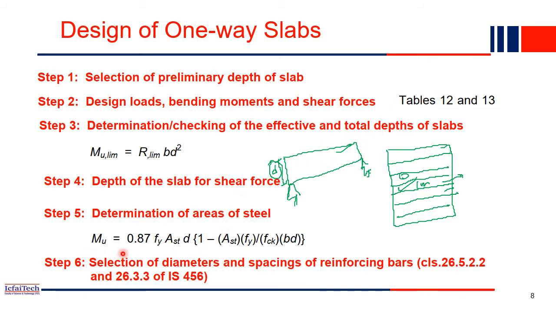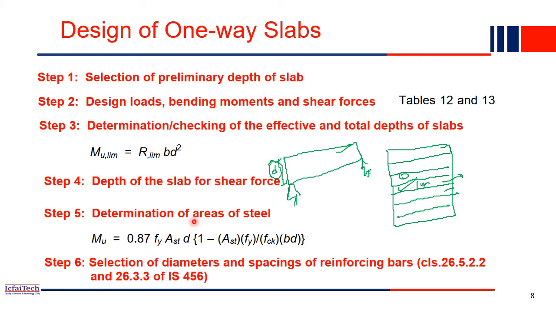That we have to find out what is the area of steel. So using the same beam formula, Mu is equal to 0.87 fy Ast into lever arm. Exactly the same beam formula we have used here also, and from this expression we find out what is the Ast, the area of steel required. That is step 5. And then in step 6, the last step, basically selection of diameter.